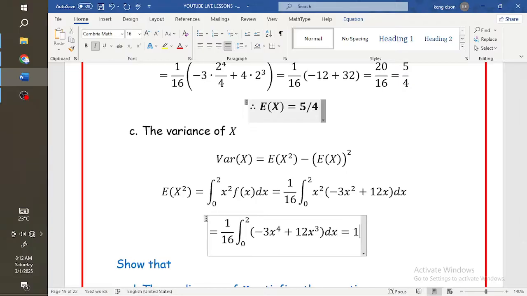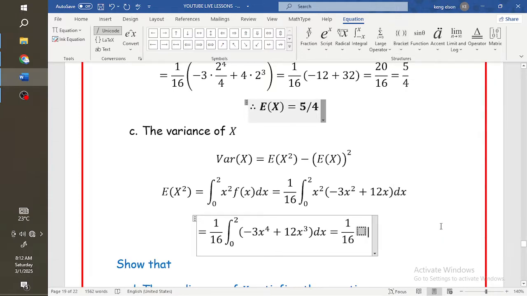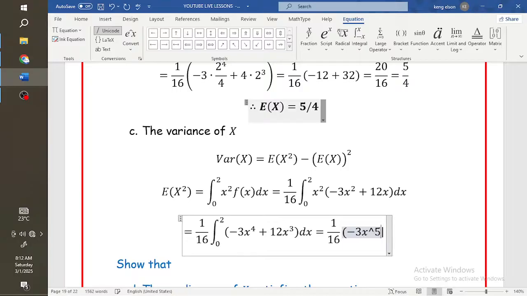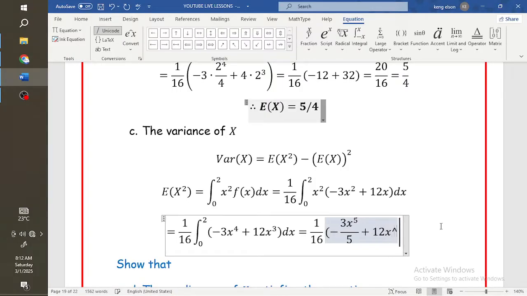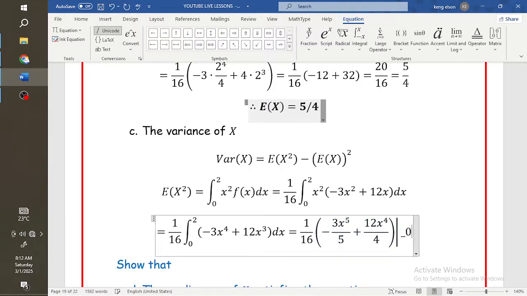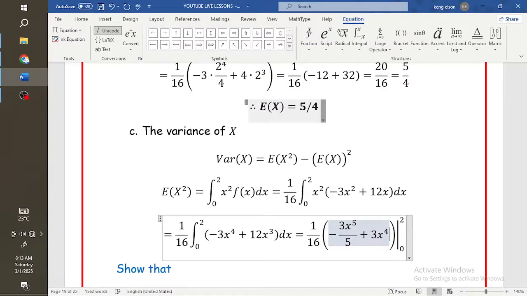Okay, so you are going to have 1/16. Now let us integrate each term. If you integrate the first term, you have -3x to the power 5 divided by 5. If you integrate the second term, you have 12x to the power 4 divided by 4. And everything is from 0 to 2. Now we know that 12 on 4 is 3, so I just have 3x to the power 4.